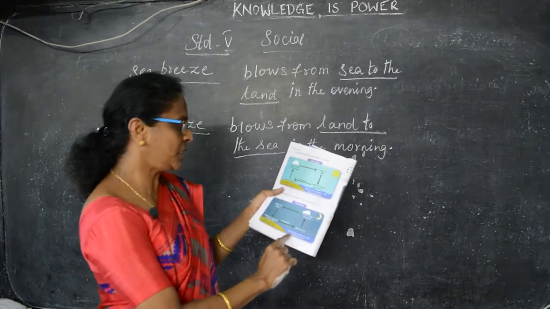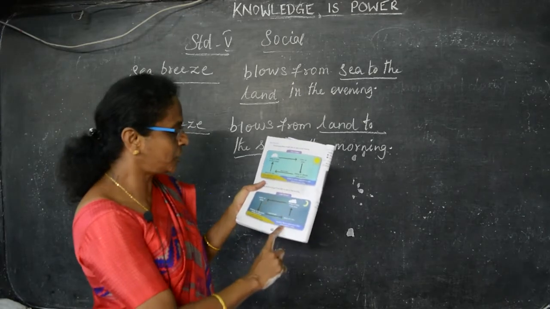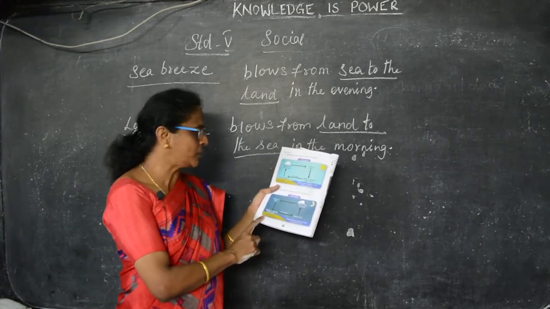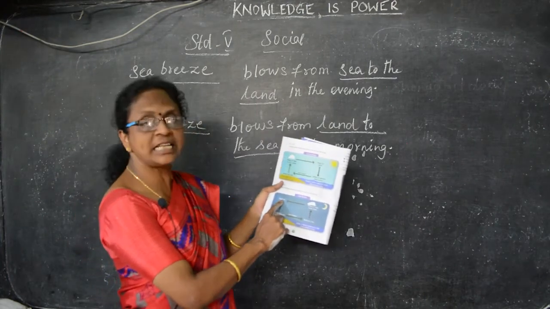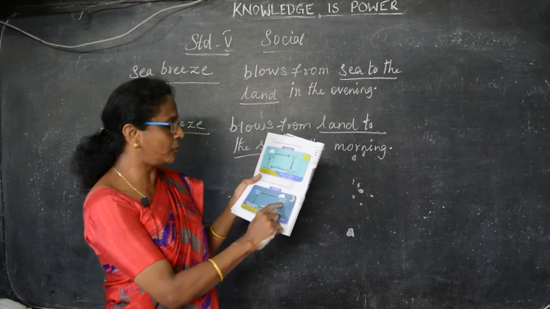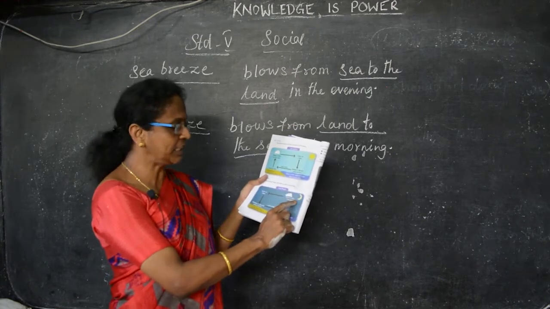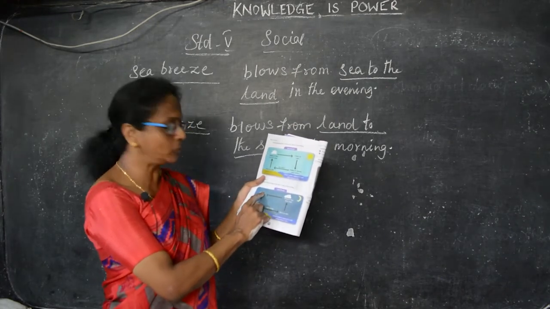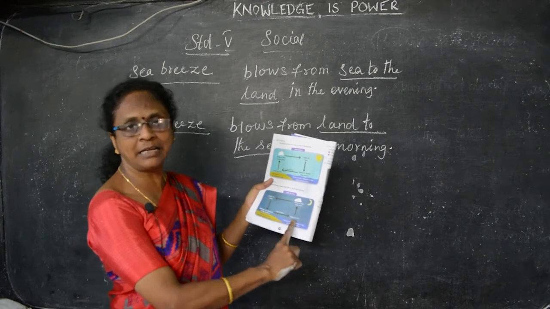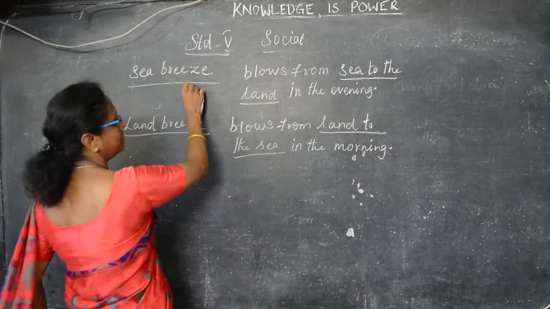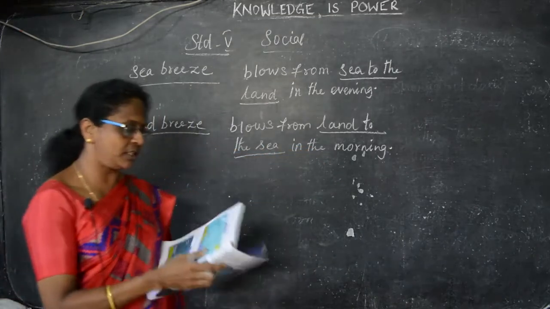Here the ocean is warm compared to the land. This is the low pressure area and this is the high pressure area. For the land breeze, the ocean is a low pressure area and the land cools down and becomes the high pressure area. The warm air rises and helps to form the clouds, and the cooler air sinks and comes down. So the sea breeze blows from the sea to the land in the evening, and the land breeze blows from the land to the sea in the morning.